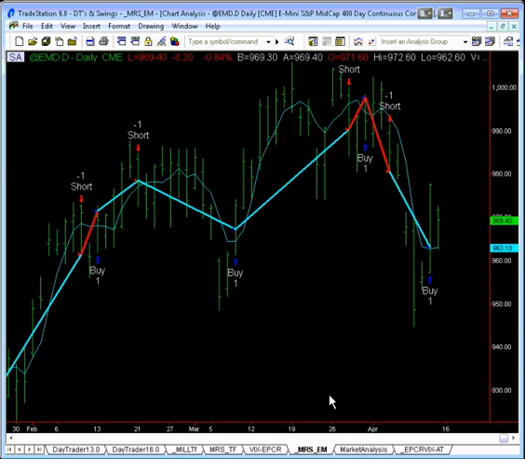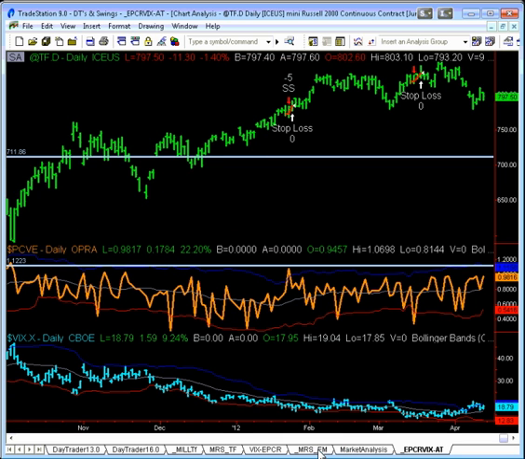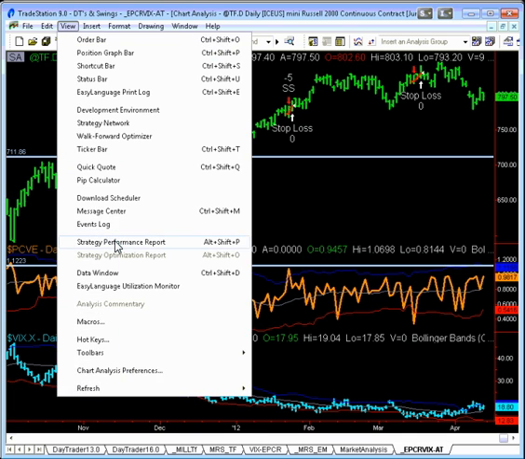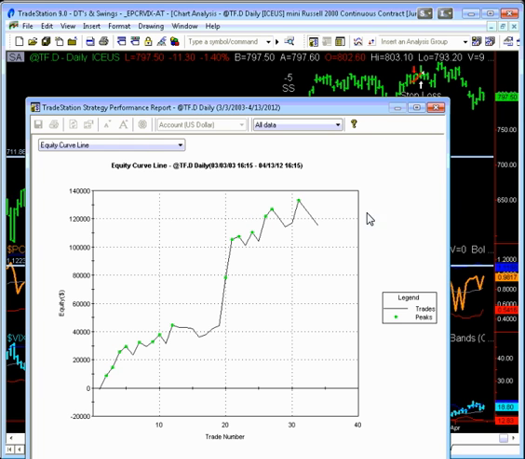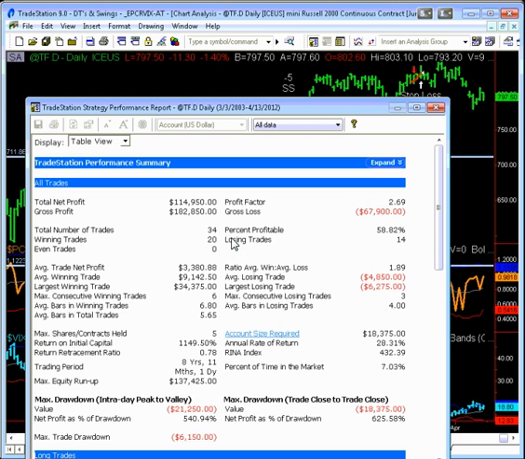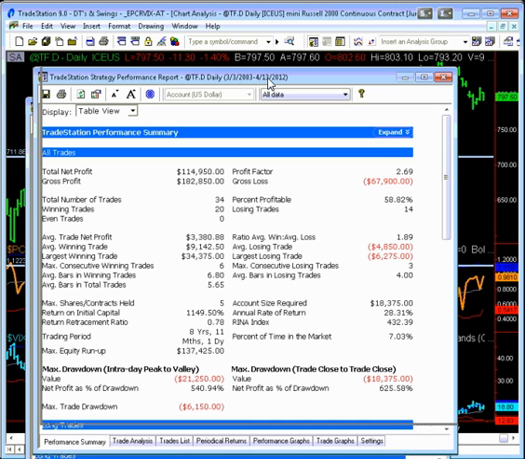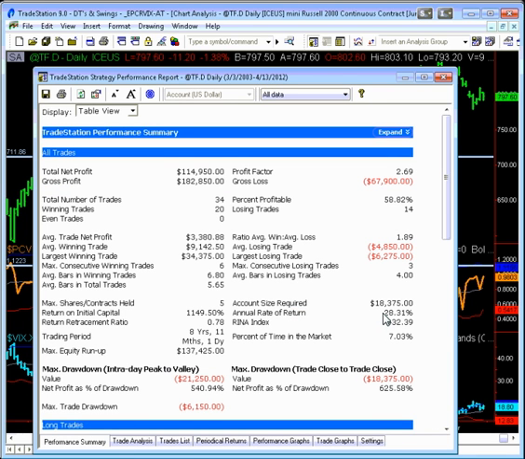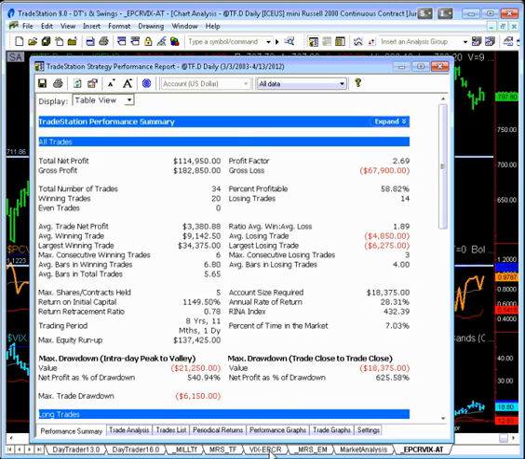MRCM is still long. Let's take a quick look at the sentiment. This is our free model. Again, a couple of whipsaws here, as you can see, but you can still trade it. We'll just take a quick gander at how that's done. Not too bad. $115,000, $18,000 maximum drawdown for the account, but that's trading 5 contracts. You can just trade 1 contract if you wish.